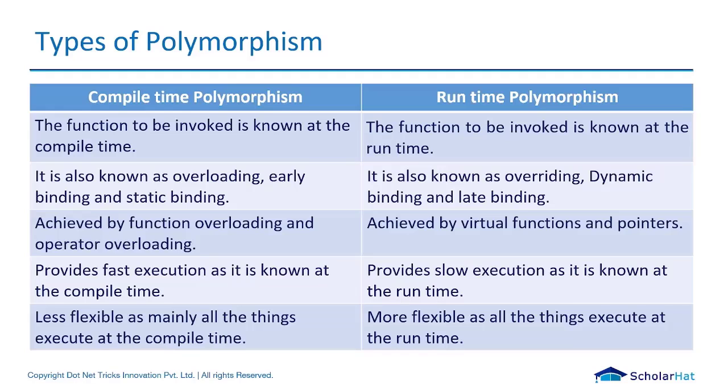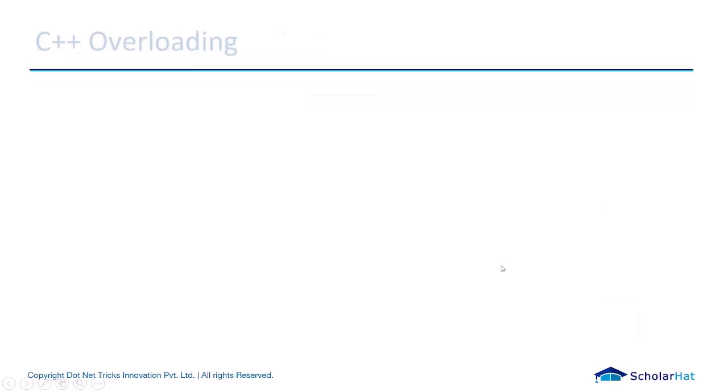Compile time polymorphism is less flexible as mainly all things are executed at compile time. Runtime polymorphism is more flexible because everything executes at runtime. That is the difference between compile time polymorphism and runtime polymorphism. Now we're going to see examples of each, one by one.